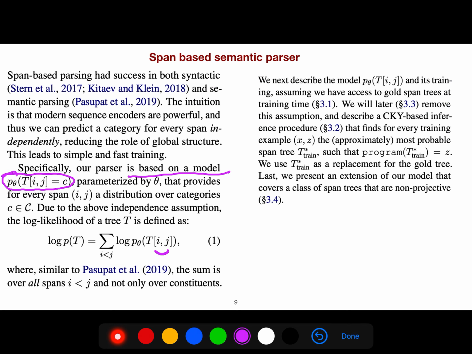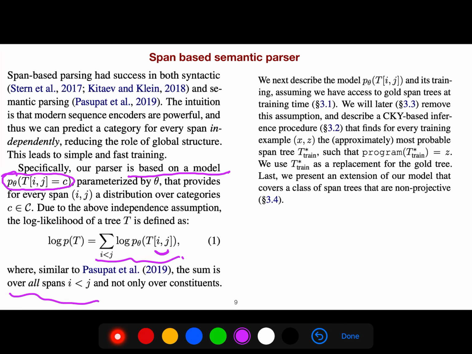Due to the above independence assumption, because we assume that they are independent, of course they have some positive correlations, but we assume in this paper that they don't have any correlation. Everything is independent. That's why you can multiply them and create a beautiful, easy likelihood. Because the log of a multiplication is just the sum, we can create this, and the sum is over all spans, not only over constituents.